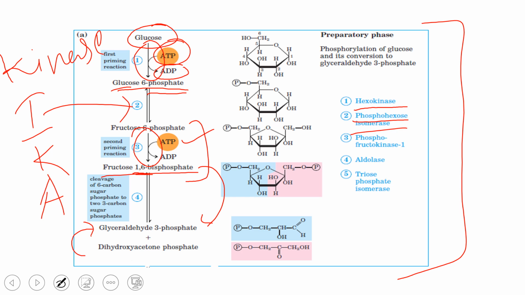So this is all about the first step, which I have named the KIKI. K stands for kinase, I stands for isomerase, the next K stands for kinase, and the last I stands for isomerase. So overall these are the energy consuming steps. Here the energy will be consumed.